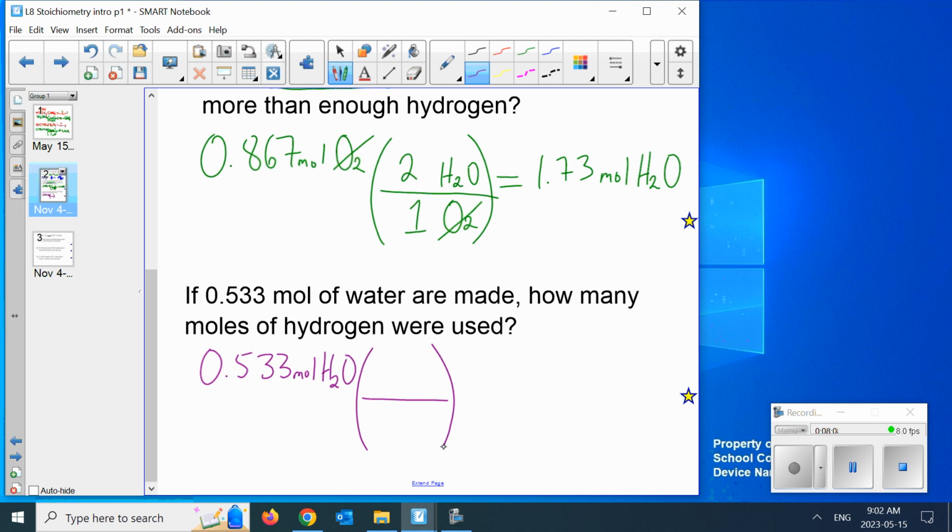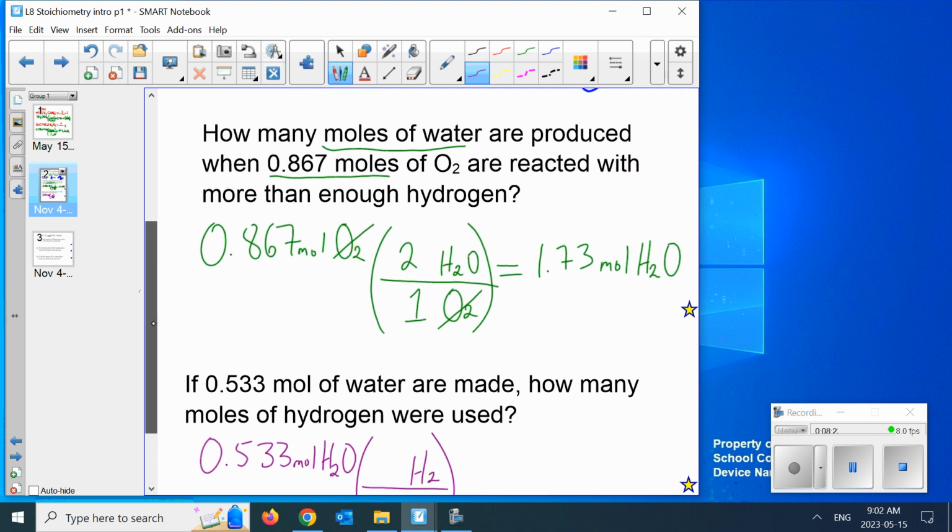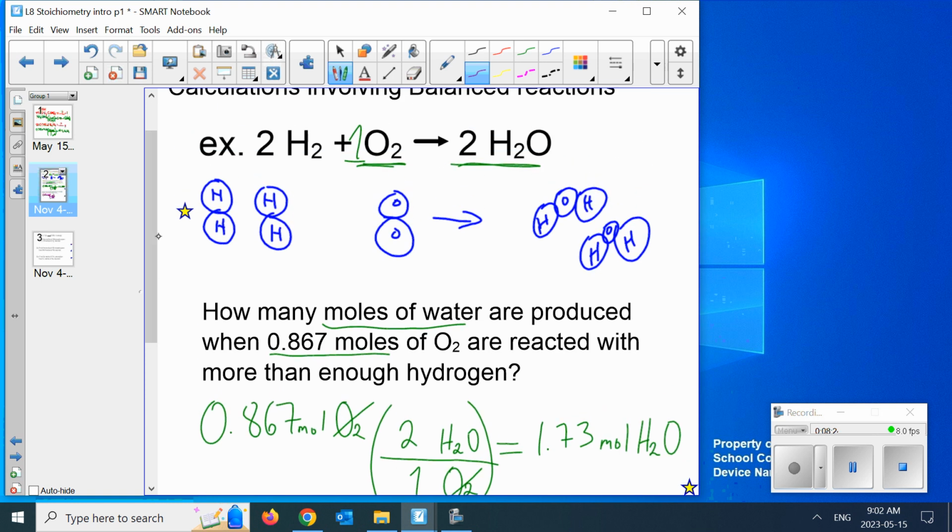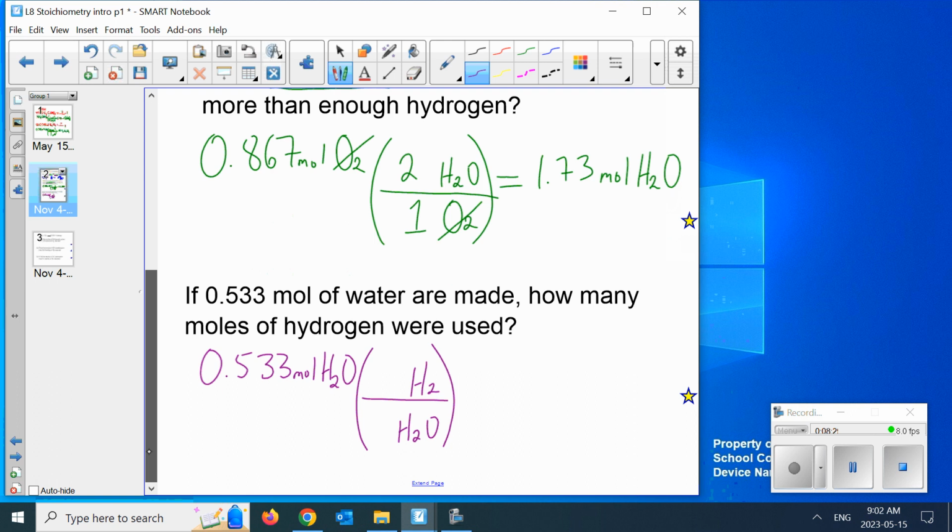Water, H2O. So I want to get rid of information about water, and I want to get to moles of hydrogen. That's H2. And I look at the balanced reaction, and the front number is the balancing number. And I see that it's a 2 to 2. I'm going to write it down as 2 to 2. I think you understand something. I don't need to put this in my calculator. Why not?